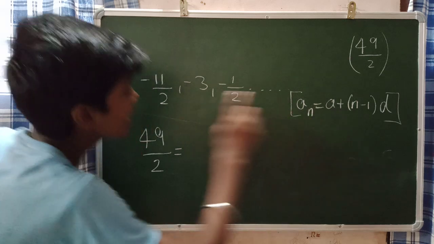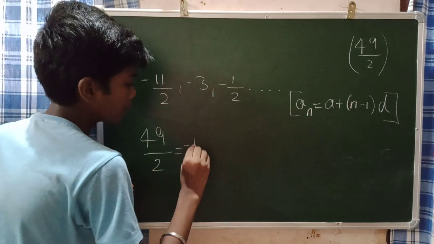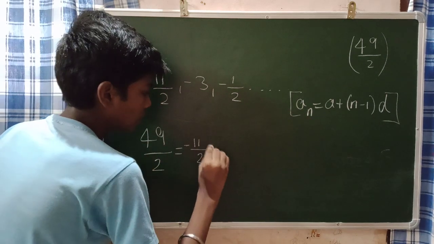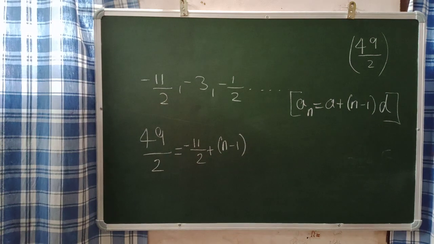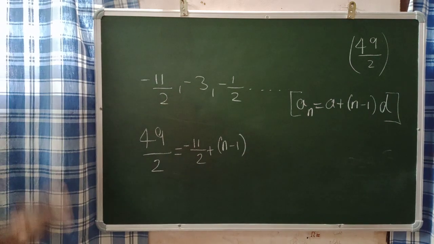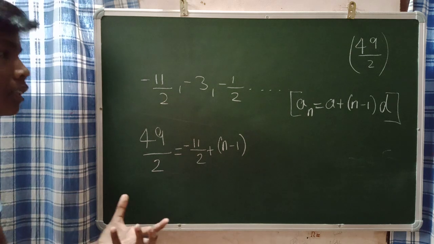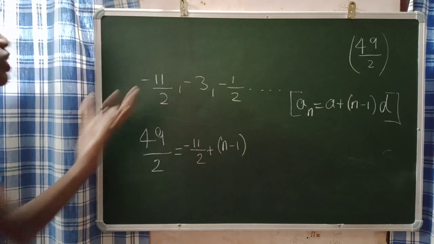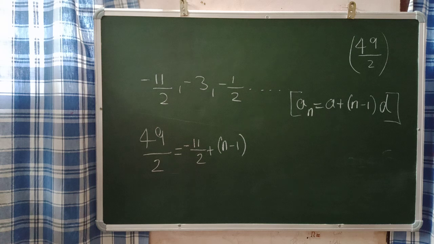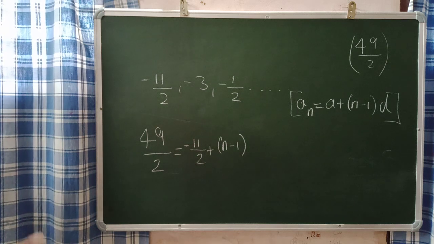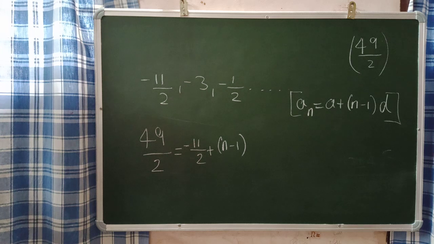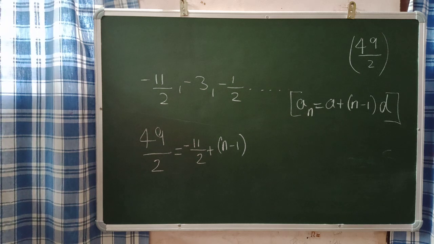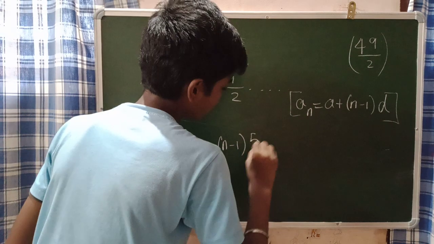I will get this particular formula as 49 by 2 is equal to a plus... what is the value of a? That is your first term, that's nothing but minus 11 by 2, plus of n minus 1 into d. D means what? What is the value of d? D is nothing but the difference. Difference is nothing but minus 3 minus of 11 by 2, that is minus 6 plus 11. I think you will be getting the difference value is 5 by 2.